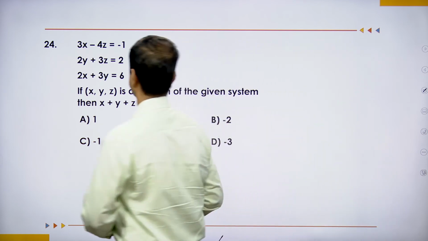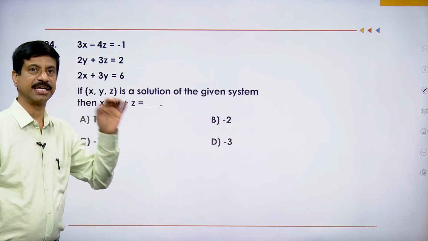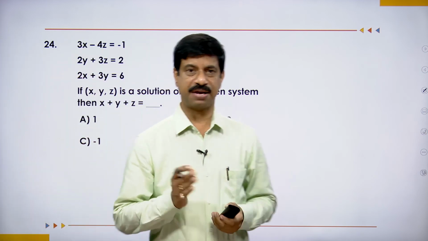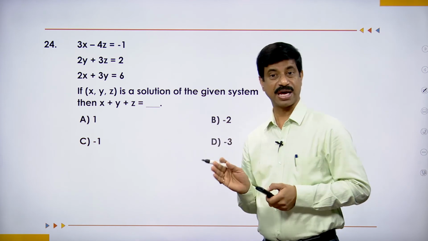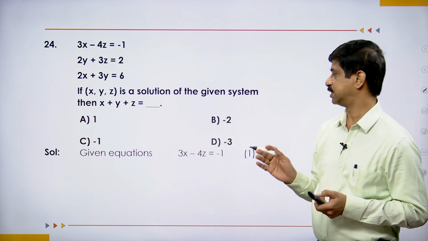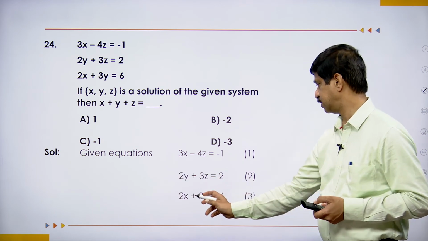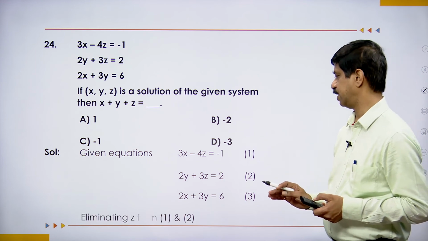So children, whenever something like this is there, we will see if we can get x plus y plus z directly. If you don't get x plus y plus z directly, then we think of other solutions. So first of all, we should think if we can get x plus y plus z directly. The first equation is this, the second equation is this, and the third equation is this. These are the three equations he gave.